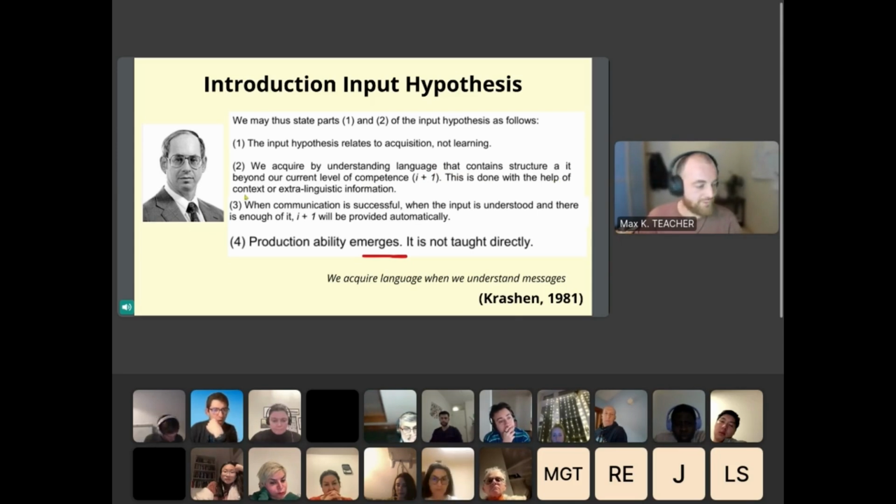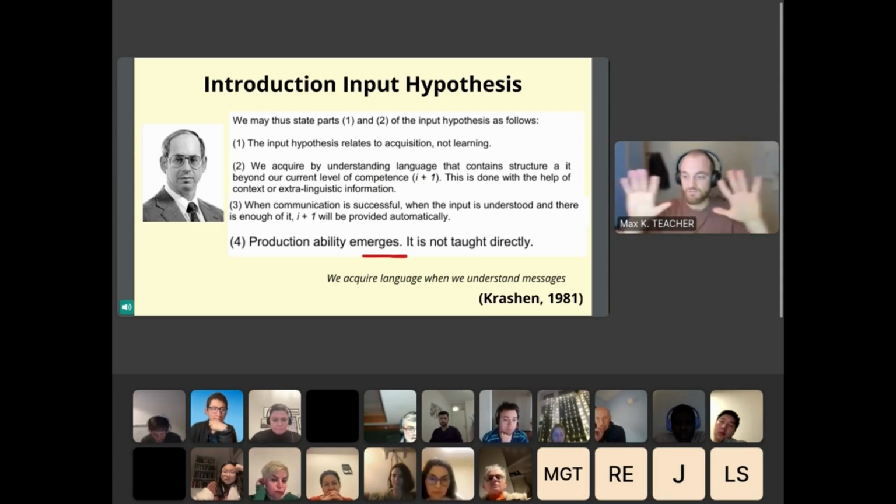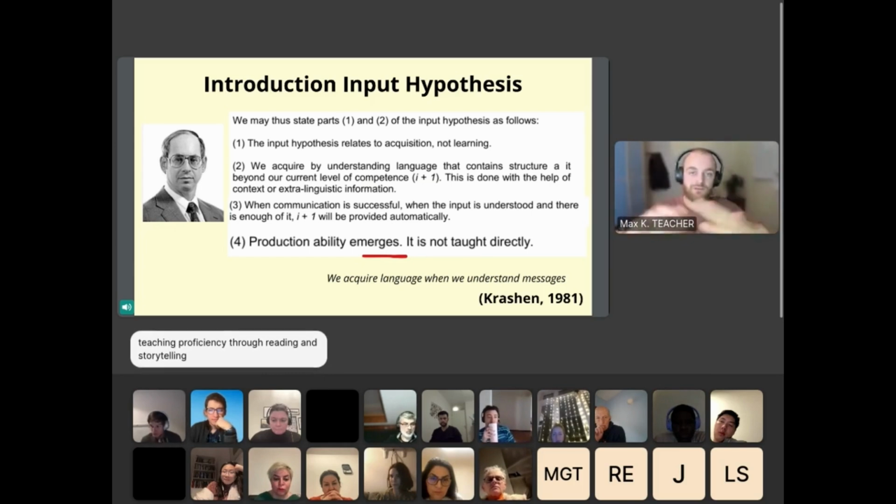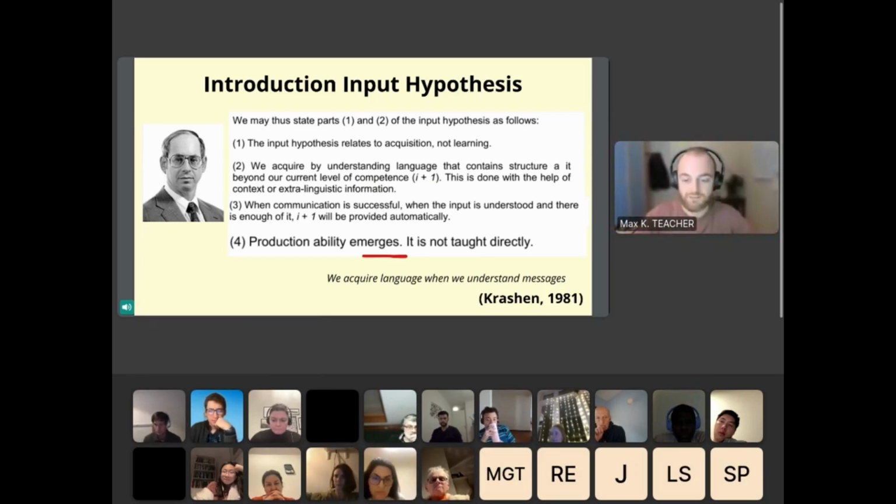This is done with the help of context or extra linguistic information. What he means by that, for the ones who don't know, is that you use translation or you use your hands, in the case of the teacher. And this extra linguistic information, so the information outside of the language, helps you to understand the meaning of the message, right? So that's here.